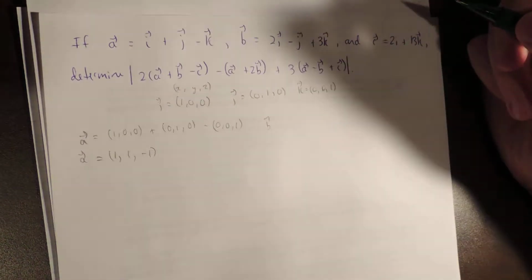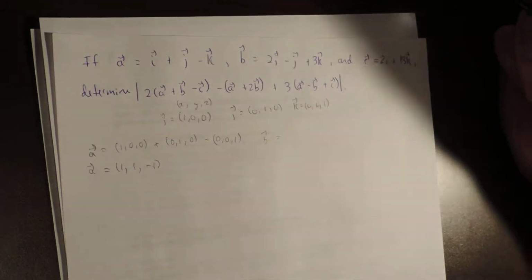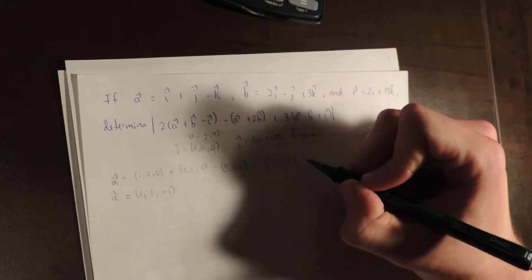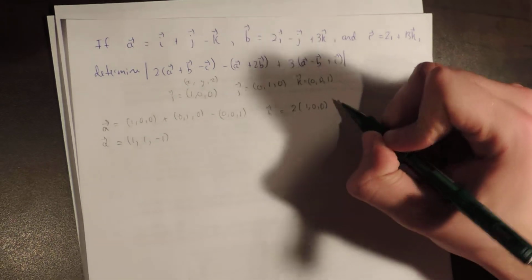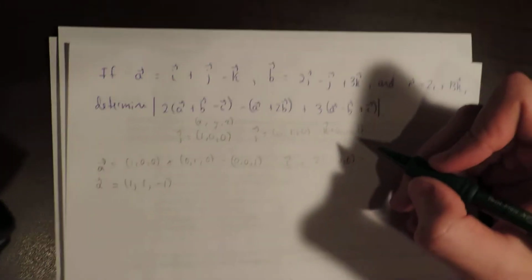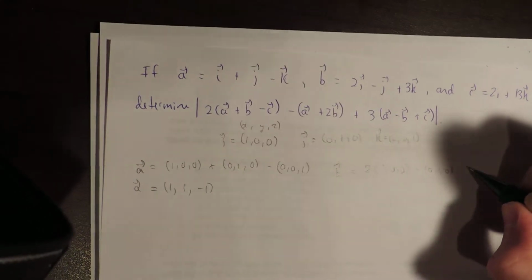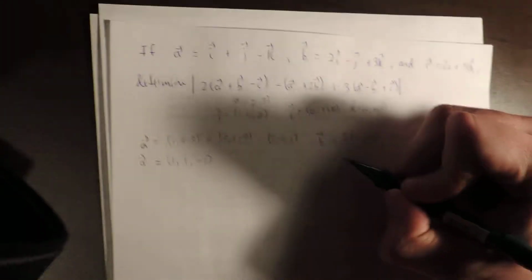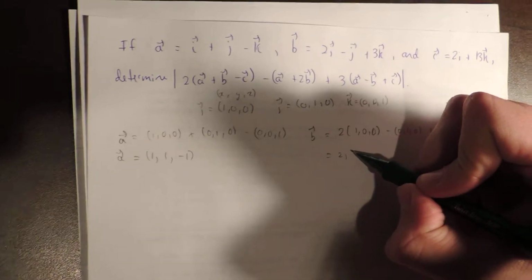Now we're going to go over to B. So B equals 2i minus j plus 3k. So 2 times i, which is 1, 0, 0, minus j, and j equals 0, 1, 0, plus 3k, 3 times 0, 0, 1. So 2 times 1 is 2. All you have to do is just simply expand it. So 2 times 1, 2 times 0. So when there's a coefficient in front, all you got to do is expand to get the coordinates.